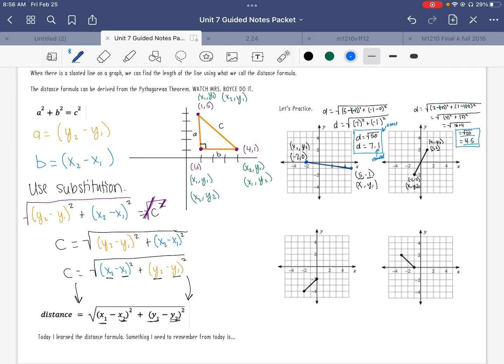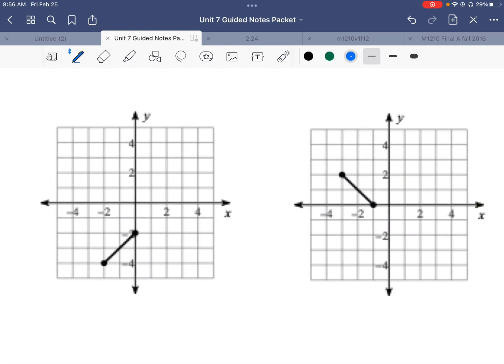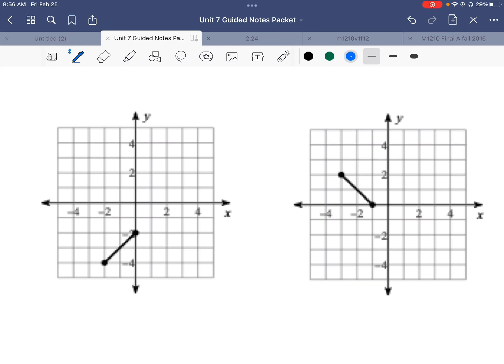Okay. All right, so I really want you to try these 2 on your own. So go ahead and try them, pause the video, and come back when you're ready for the answers. Okay, so again, we're going to label our points first. So this one is at 0, -2, and I'm going to call it x1, y1. And this one is at -2, -4. We're going to call it x2, y2.